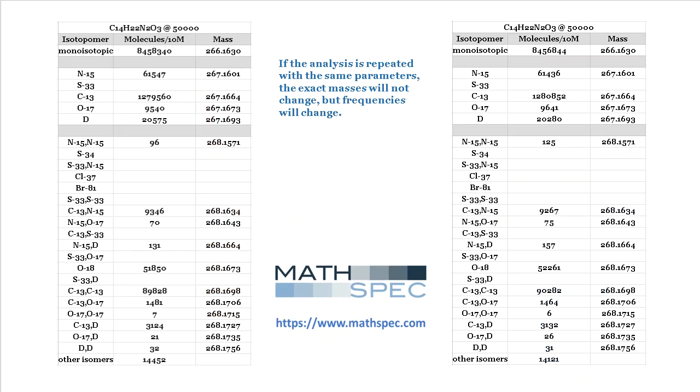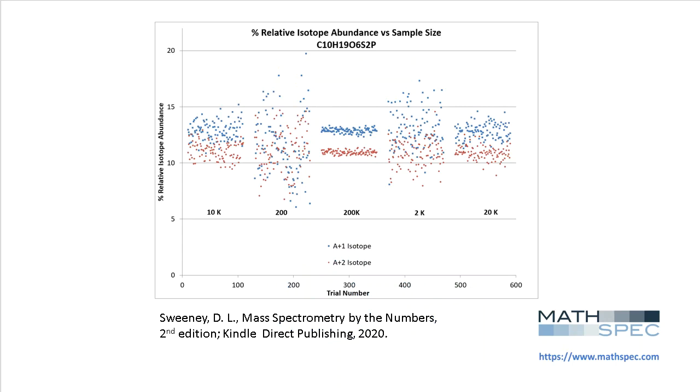Even with a sample size of 10 million molecules, the frequencies will vary slightly even if the same parameters are used to repeat the analysis. This graph illustrates that smaller samples of molecules will have much more variation than a larger sample. Here, the A+1 in blue is the sum of the first set of isotopomers, and A+2 in red is the sum of the second set of isotopomers for the formula of malathion.